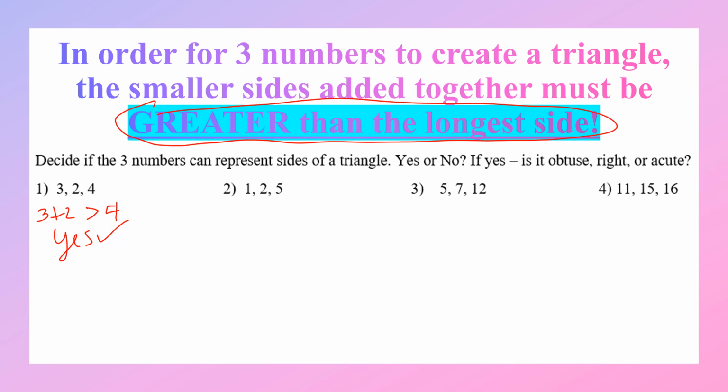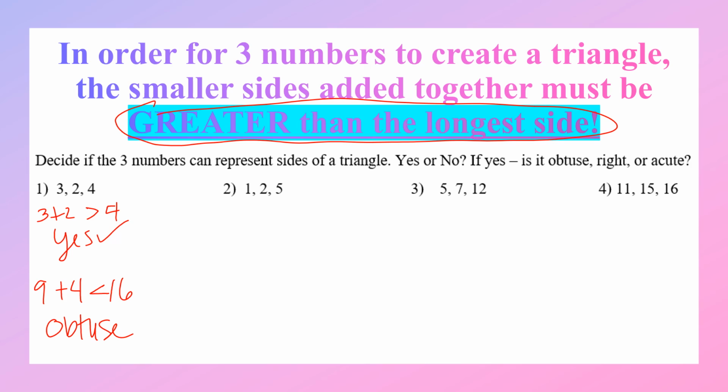And then to figure out if it is obtuse, right, or acute, if I do 3 squared is 9, 2 squared is 4, 4 squared is 16. 9 plus 4 is less than 16, so because c squared is greater than the other two, this is an obtuse triangle.